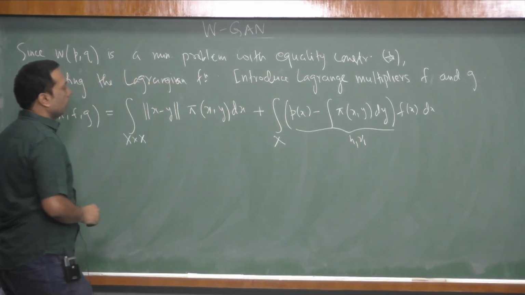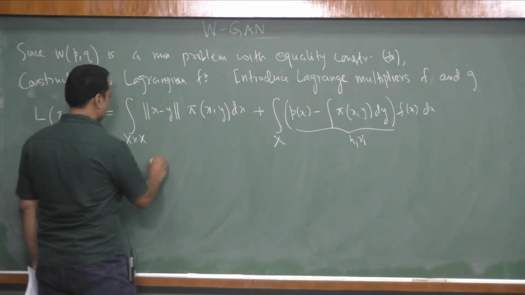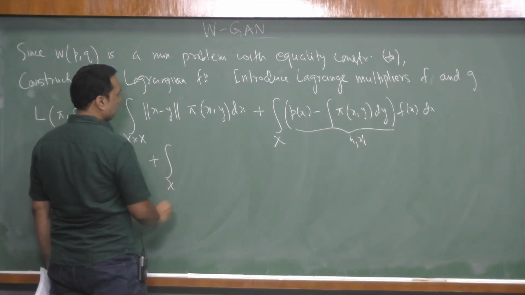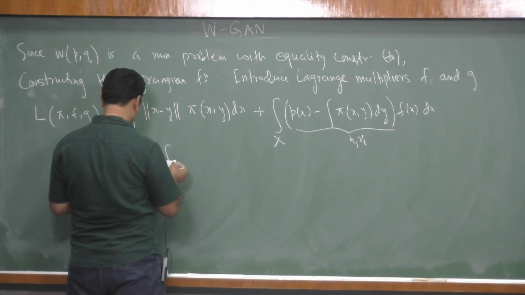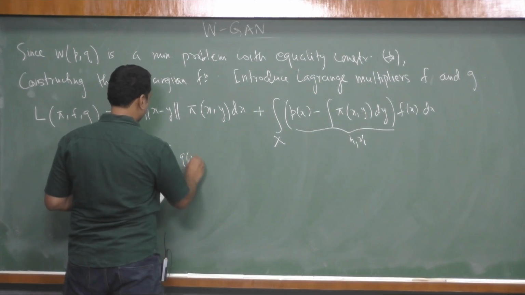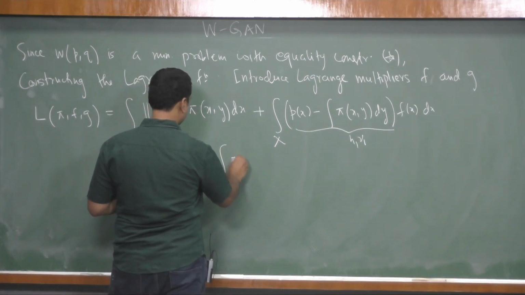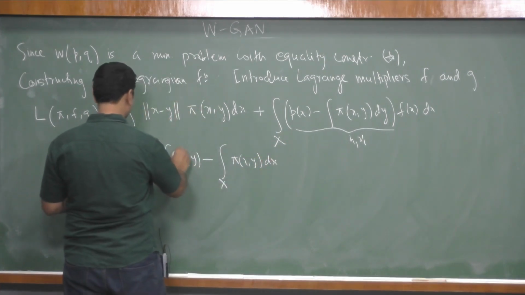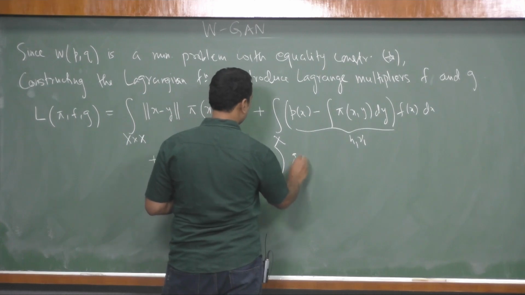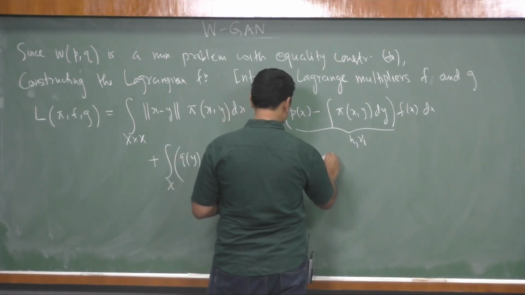Then I can write the other Lagrangian term here. This is Qy, I hope the notations are correct, Qy minus the integral over x of pi(x,y) dx, and this goes with g(y) as the Lagrange parameter, dy.